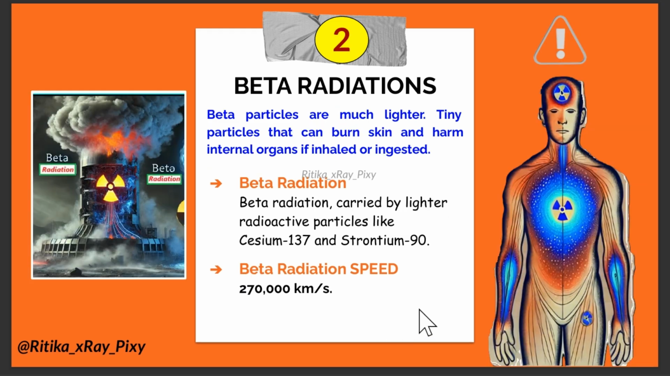Next we have beta radiations, tiny particles that can burn skin and harm internal organs if inhaled or ingested, with speeds up to 2,17,000 km per second, that is close to 90% of the speed of light. And here each particle is much lighter in comparison with alpha particles.